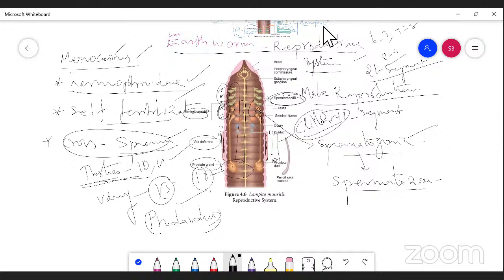After that, they will form cocoons. The cocoons gradually develop with nutrients. Finally, they will release young baby earthworms into the soil. That is the male reproductive system of the earthworm. Next, we are going to talk about the earthworm female reproductive system.